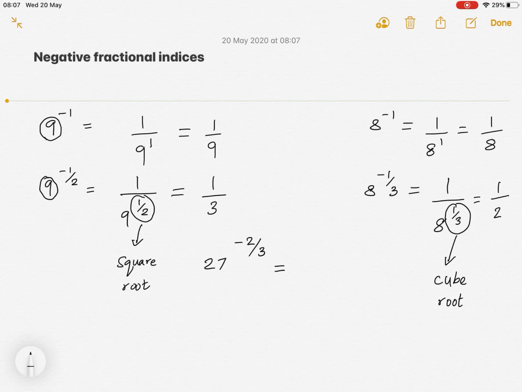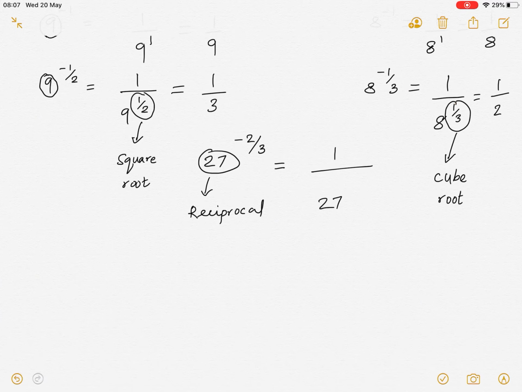Okay, now we're going to look at a bit more complicated question where there is a fractional power, but it's also negative. So the first step remains the same. Change the negative power into a positive power. So we need to reciprocal the 27, which will become 1 over 27. And the power of negative 2/3 becomes positive 2/3.